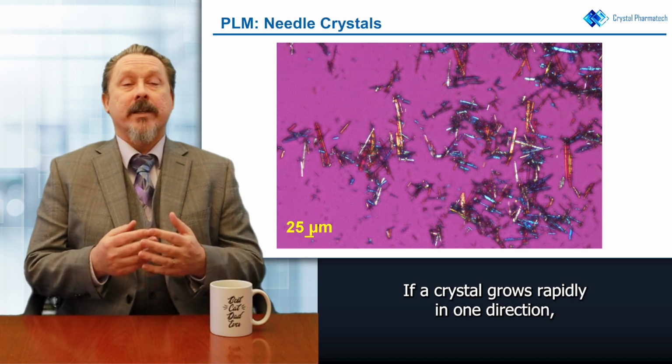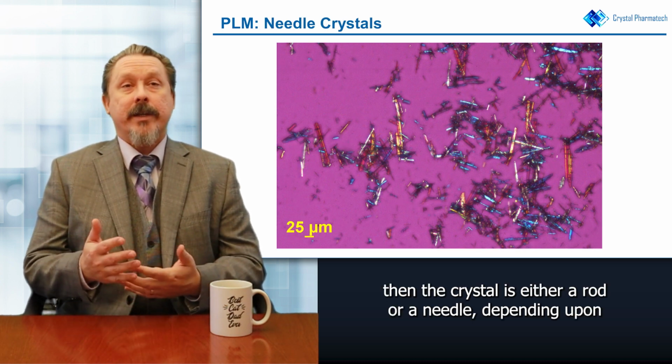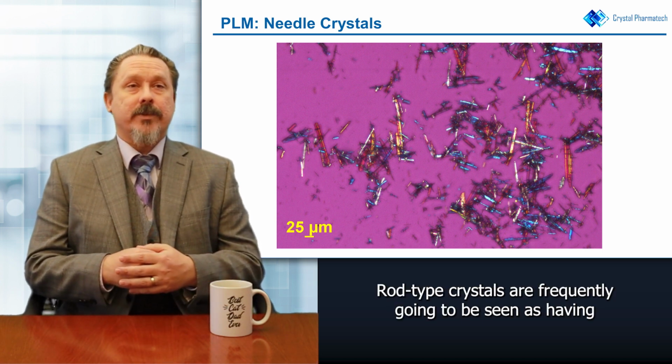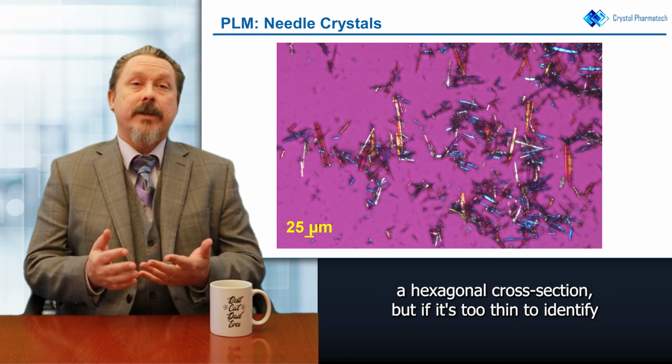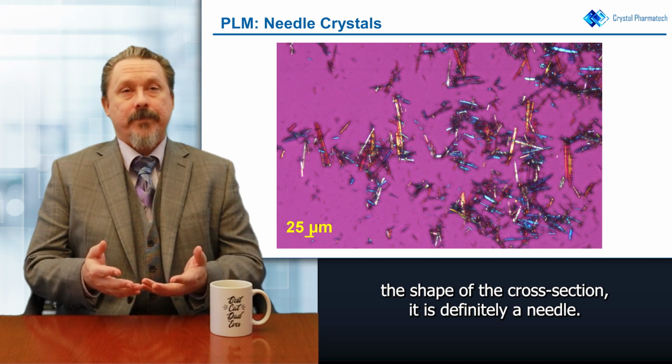If a crystal grows rapidly in one direction, then the crystal is either a rod or a needle, depending upon how thick it is in the smallest dimension. Rod-type crystals are frequently going to be seen as having a hexagonal cross-section, but if it's too thin to identify the shape of the cross-section, it is definitely a needle.